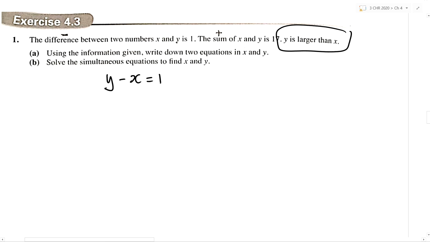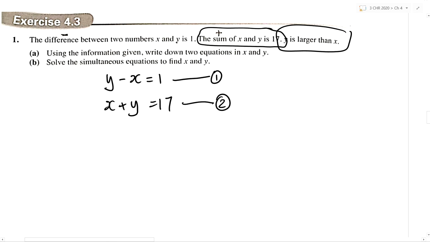What do we have now? An equation. I have one equation with two unknowns. I am unable to solve this, because there is only one equation with two unknowns. I need two equations with two unknowns, then I can solve it. But the next thing they tell us is that the sum of X and Y, if I were to add X and Y together, I will get 17. So from the next sentence, X plus Y equals to 17. Now this is our equation number 2.